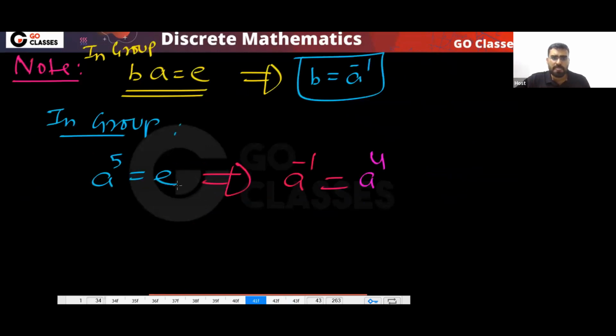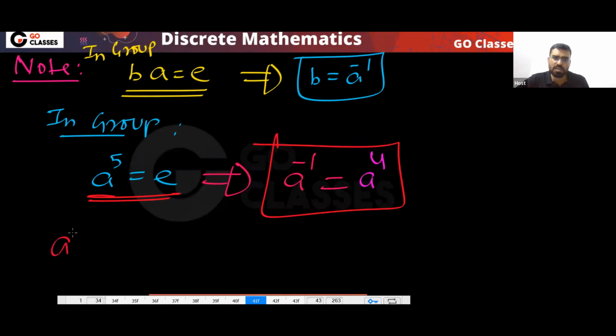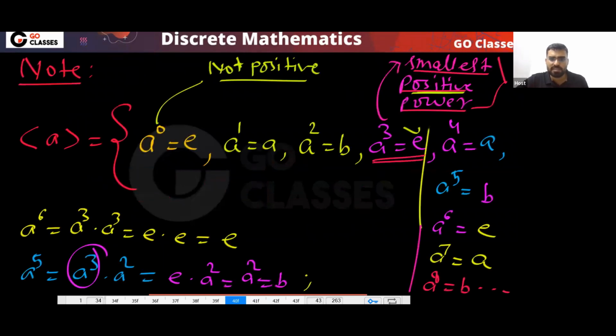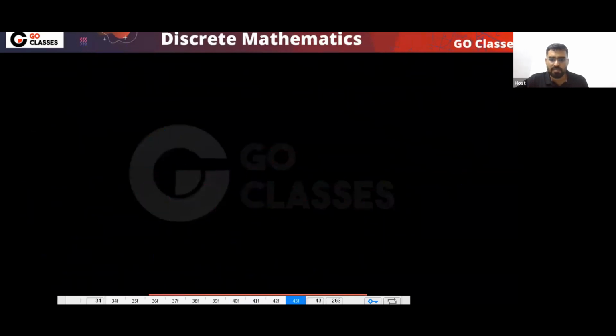Now you can notice that if A power 5 equal to E, then what can you say about A inverse? That will be A power 4. Agree? Simple thing. Because if A power 4 into A equal to E, then this A power 4 is working as A inverse. So this is the observation you can make.